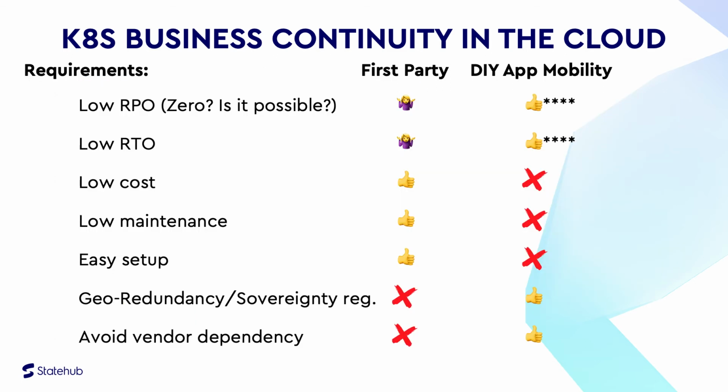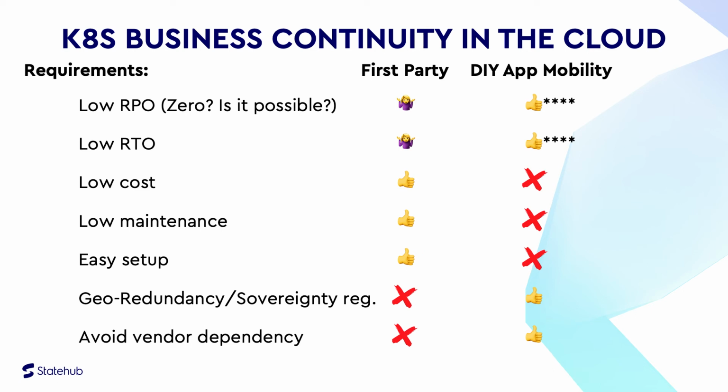So to recap, first-party data services and their reliance on availability zones isn't good enough on the basic RPO and RTO requirements and leave you stranded and locked in. DIY-style application mobility can improve your business continuity situation dramatically, but it is out of reach for most organizations in terms of complexity, costs, human resources, and time. It is simply too much.